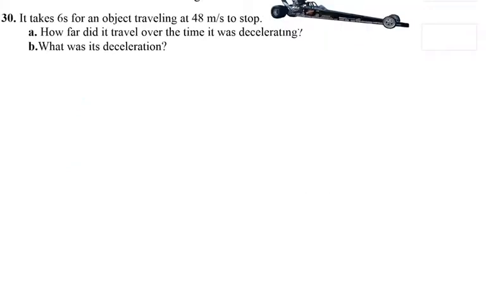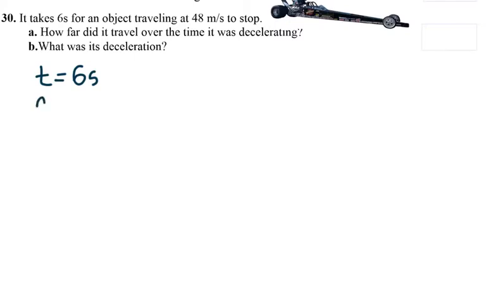I skip a few questions. I think those are easy to solve, but I want to do one of the questions that you might need help with. So it takes 6 seconds. So I'm going to write again everything that is given. Time is 6 seconds. For an object traveling at 48 meters per second to stop.